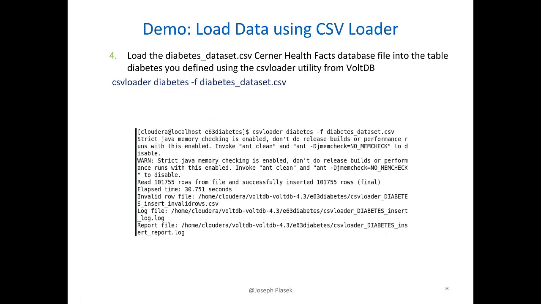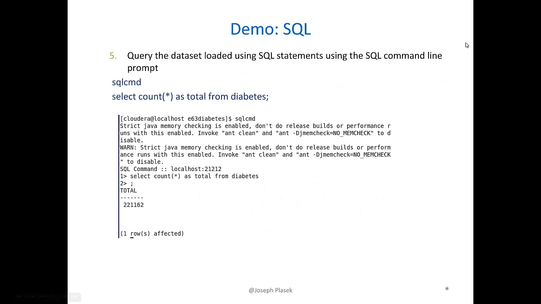You then load your dataset into the tables you defined using the CSV loader utility from VoltDB. So once you have your data loaded, you can then query the data using SQL statements. There's a SQL command line prompt that you can get to, and then just write your statements, and those execute when you have a semicolon.